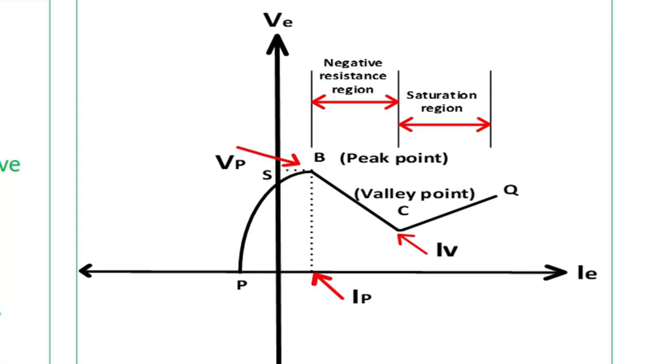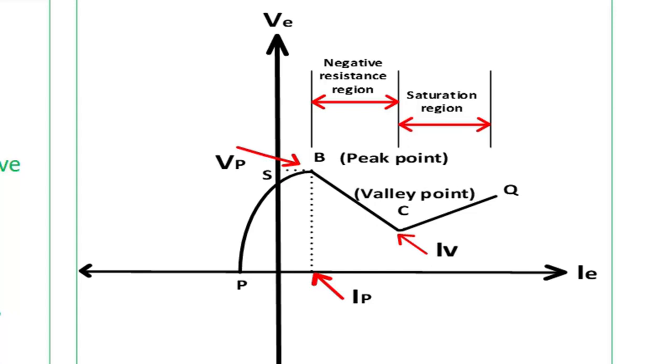Just like a thyristor, here also after B, current increases but voltage reduces. So this region is known as the negative resistance region. This is because more carriers participate in the conduction process and the resistance of the UJT reduces, current increases and voltage drops down. This voltage will reduce up to point C, which is known as the valley point. B is the peak point. From peak point to valley point, current will increase and voltage will reduce.